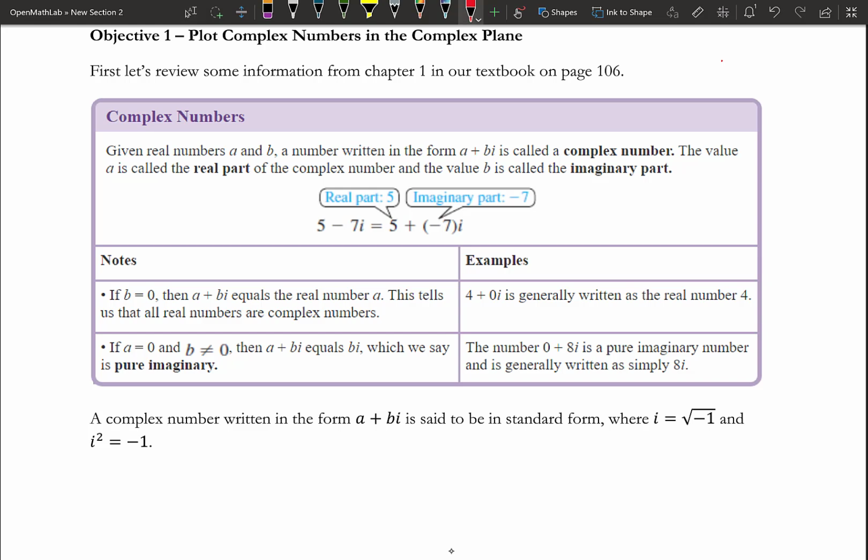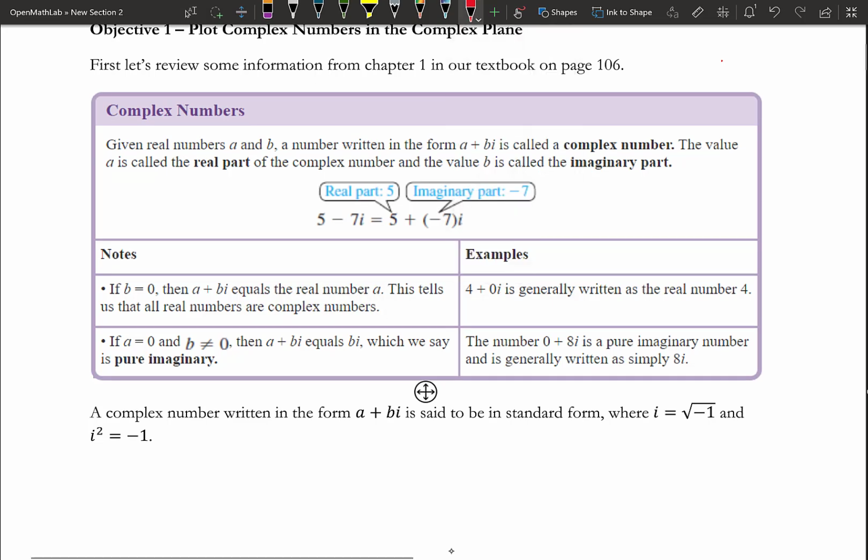We have 5 minus 7i, so that's equal to 5 plus negative 7i, right? Because we need to write it in a plus bi format. So the real part in this example is 5, and the imaginary part is negative 7. Just some notes: if b is 0, then a plus bi equals the real number a, right? And if you don't see that immediately, if we have a plus 0i, this part is just 0, so this would just be equal to a plus 0, which equals a.